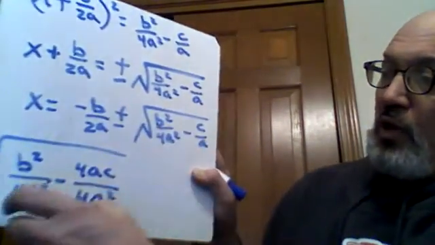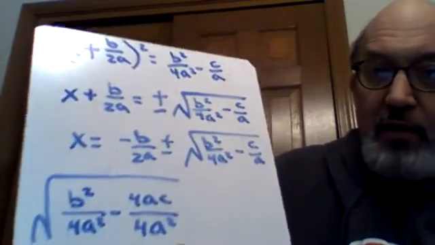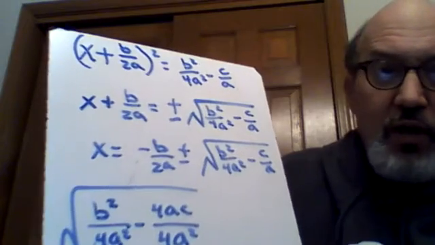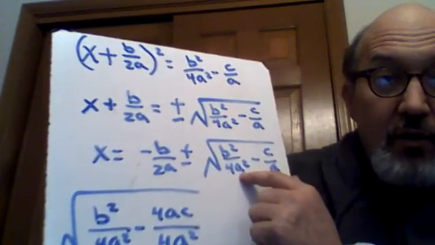I'll put the square root sign above it. So I've taken this square root, written it down here. But instead of minus c over a, I've written minus 4ac over 4a squared. What have I done? I've identified 4a squared as the common denominator.